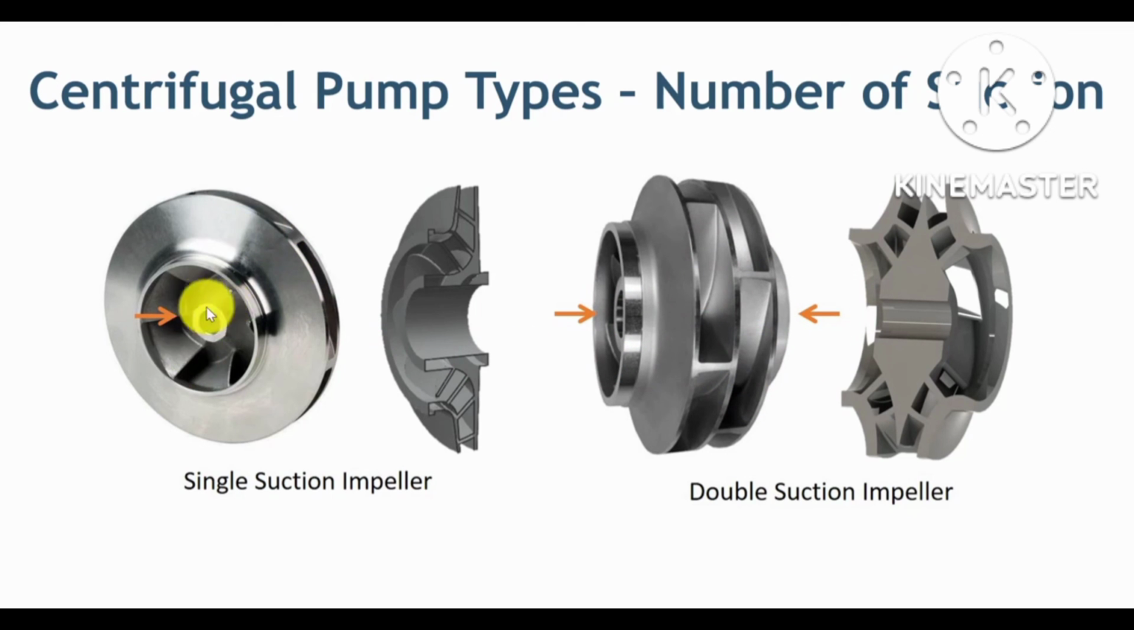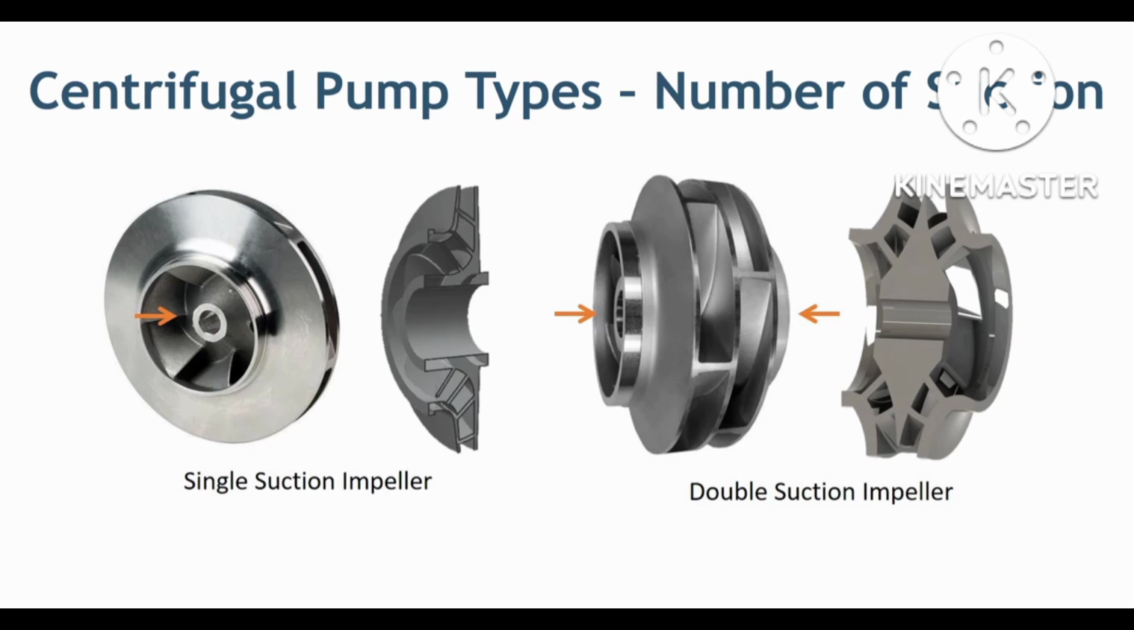Now don't get confused with the name. Even in the double suction pump, you have a single suction and discharge flange. It is the design of the impeller and casing that is different. The image shown here is a single and double suction centrifugal pump and impeller.